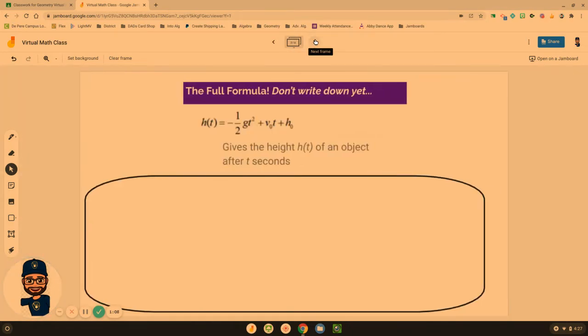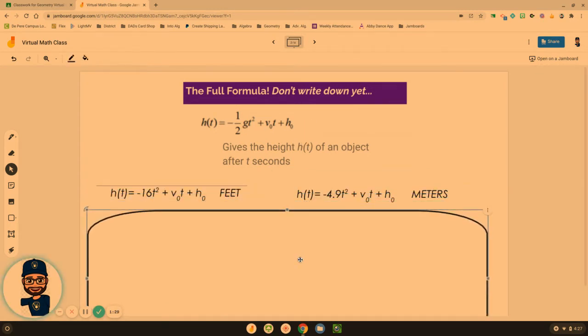Now, in order to do that, we need to know what Newton's formula is. Now, don't write this down quite yet, because this is the general formula for Newton's objects in motion, where G stands for the gravitational kind of pull in a sense, but we use certain things for G depending on how we're measuring our distance, okay? So the two equations that you really want to make sure that you have written down are these two. One of them represents when we're talking about units of measurement in feet, where the other one is in meters. So it'd be a good time to pause the video and write those down.